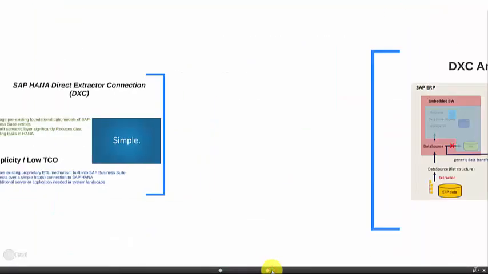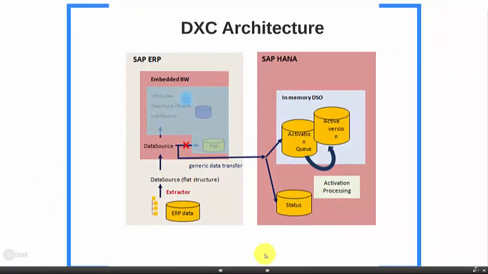Let's take a look at the architecture itself. This is the plain vanilla architecture of SAP ERP and HANA with DXC. There is an embedded BW inside SAP ERP as of NetWeaver 7.0. And we're going to use this embedded BW to push the data from the SAP Business Suite into the HANA activation queue or in-memory DSO.